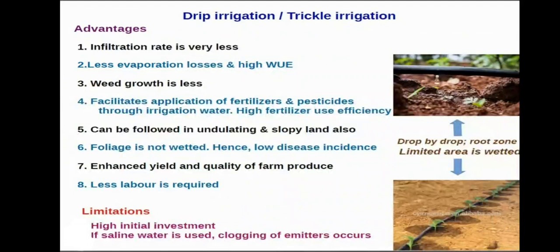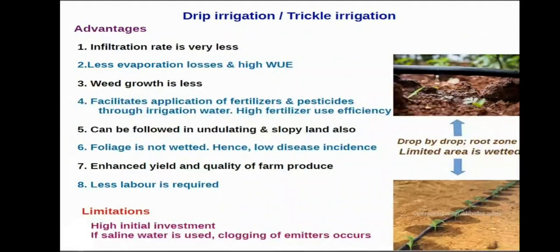Enhanced yield and quality of farm produce. When we do drip irrigation, there is an increase in the yield, as we provide a specific, adequate quantity of water to the plant. And the quality of farm produce is very nice. Less labor is required.